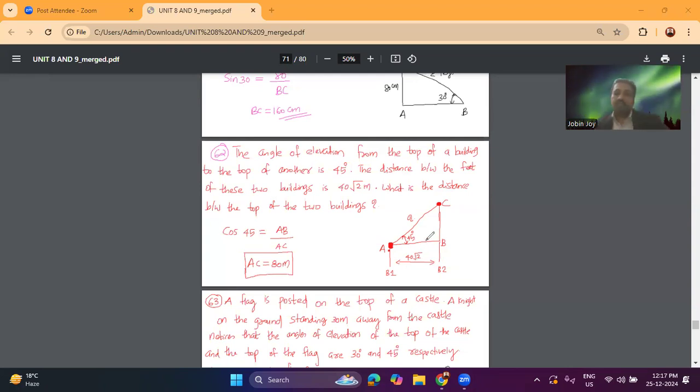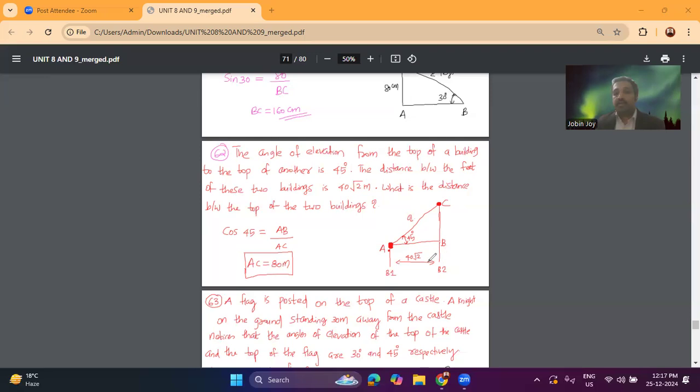What is the distance between the tops of the two buildings? This is the top of building 1 and this is the top of building 2. That means you have to find AC, the hypotenuse. So here I am calculating the hypotenuse. I know this angle and I know this distance. So this is the adjacent side and this is the hypotenuse.